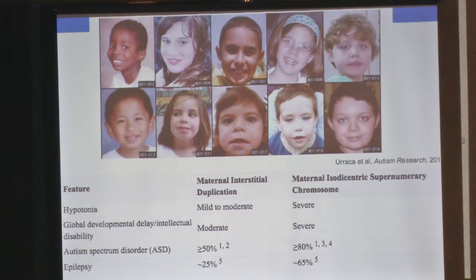That ties right into global developmental delay and intellectual disability, which occurs at a moderate range in children with the interstitial duplications and at a more severe range for children with isodicentrics. Autism is very prevalent, reported in more than 50% of children with the interstitials, and an even higher rate in children who have isodicentrics, but we more recently have been doing more directed testing towards autism in this population and find even higher rates than that. And then finally, epilepsy is very prevalent, more in the isodicentrics than in the children with interstitial duplications, but the rate of epilepsy is about 50%.